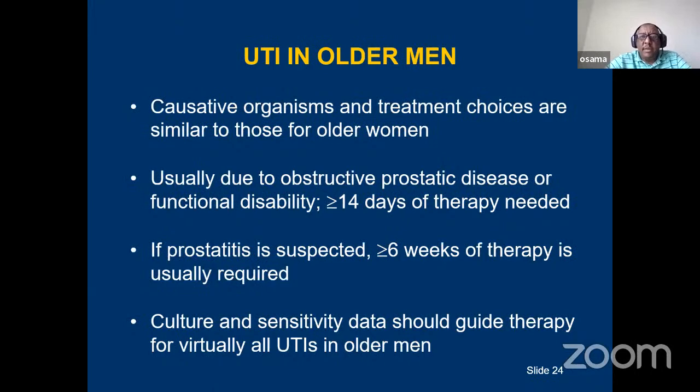UTI in older men. Positive organism and treatment choices are similar to those for older women, usually due to obstructive prostatic disease or functional disability. More than 14 days of therapy is needed. If prostatitis is suspected, more than 6 weeks of therapy is usually required. Culture and sensitivity data should guide therapy for virtually all UTI in older men.